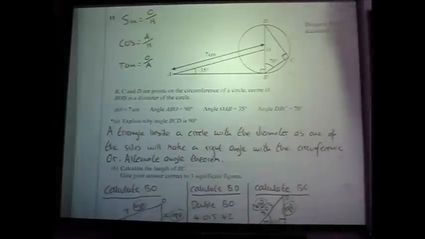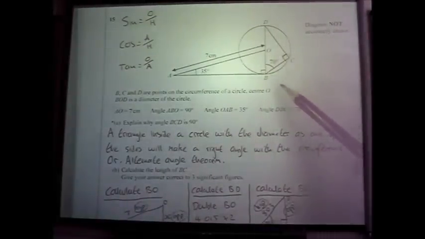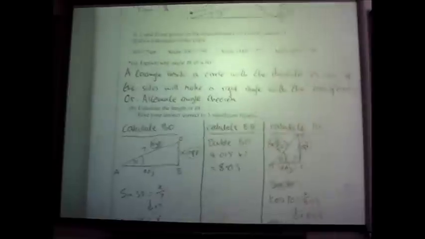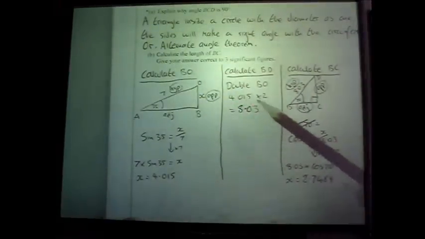Next one, calculate the length of BC. Right, a few things you need to do first. First of all, I'm going to calculate this length here, B to O. So what I've done, I've drawn the mini triangle I've got down here for it. So calculating B to O, it's your trigonometry.